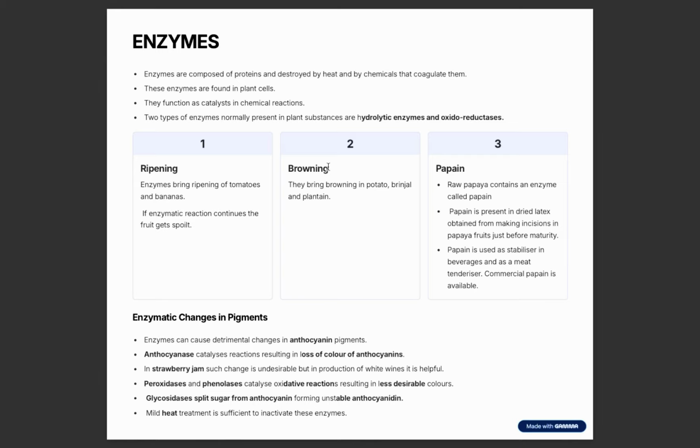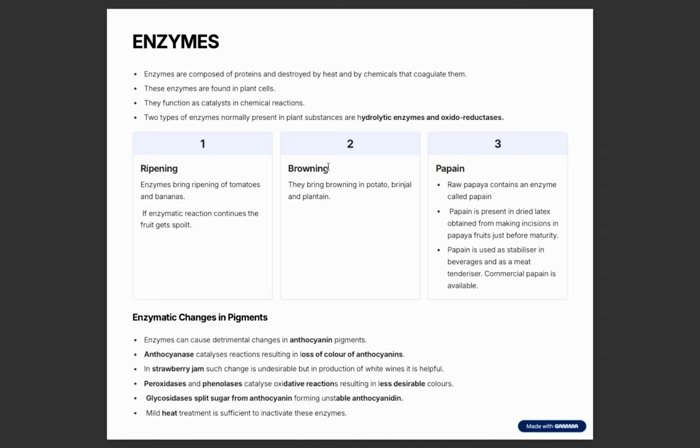Now next is papain. Papain is the enzyme in raw papaya. നമ്മൾ പപ്പായയുടെ ലാറ്റക്സ് കളക്ട് ചെയ്യുമല്ലോ, പുറത്ത് നമ്മൾ സ്ക്രാച്ച് എന്തെങ്കിലും വന്നാൽ സ്വാഭാവികമായിട്ട് അതിൻ്റെ ലാറ്റക്സ് ഉണ്ടാകും, which is formed through incisions on the papaya fruits before it reaches maturity. ഓക്കെ, ആൻഡ് ഈ പപ്പൈൻ, അതിൽ നിന്നാണ് ഈ പപ്പൈൻ എൻസൈം എക്സ്ട്രാക്ട് ചെയ്യുക, അതിലാണ് ഏറ്റവും കൂടുതൽ ഉണ്ടാകുക.